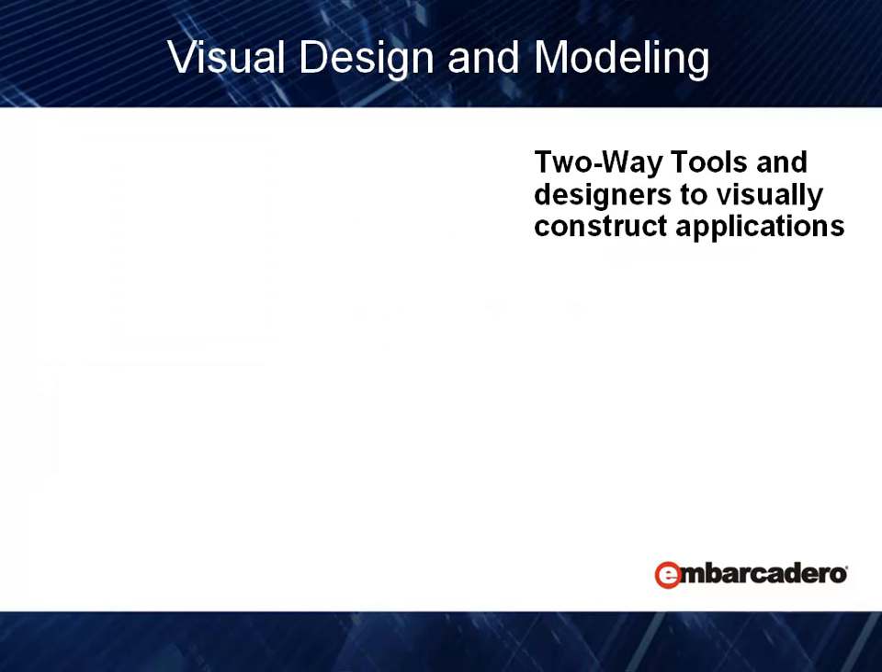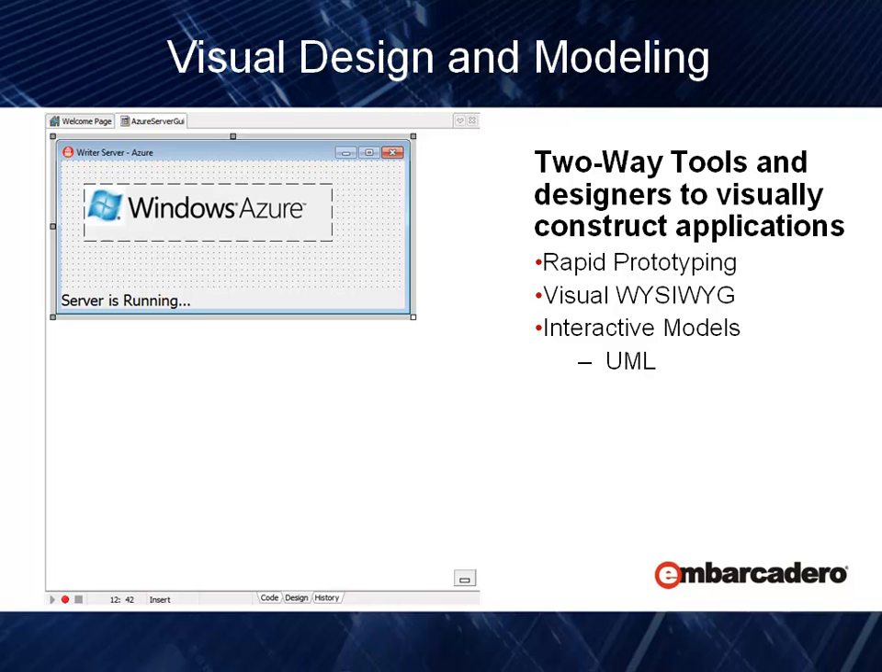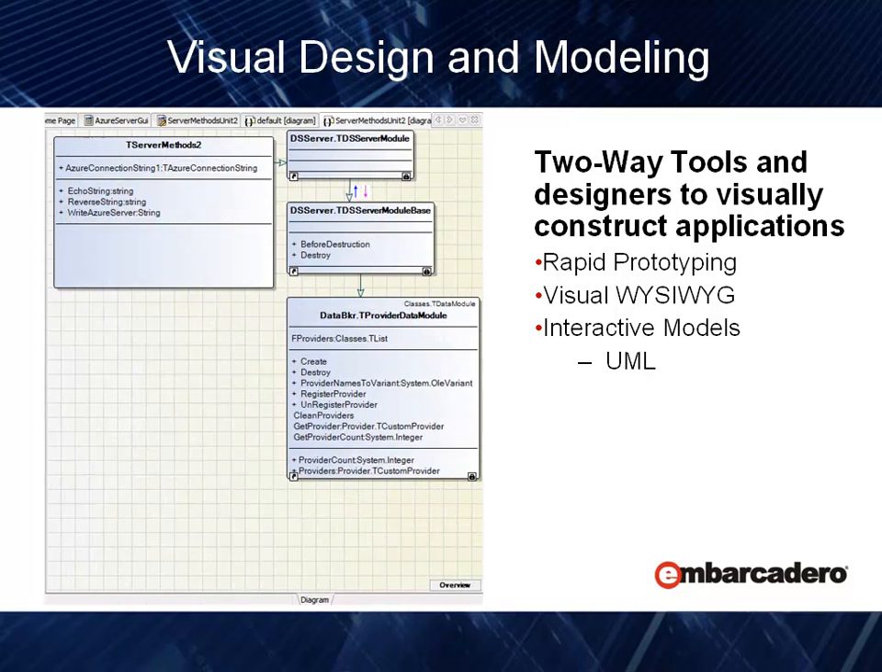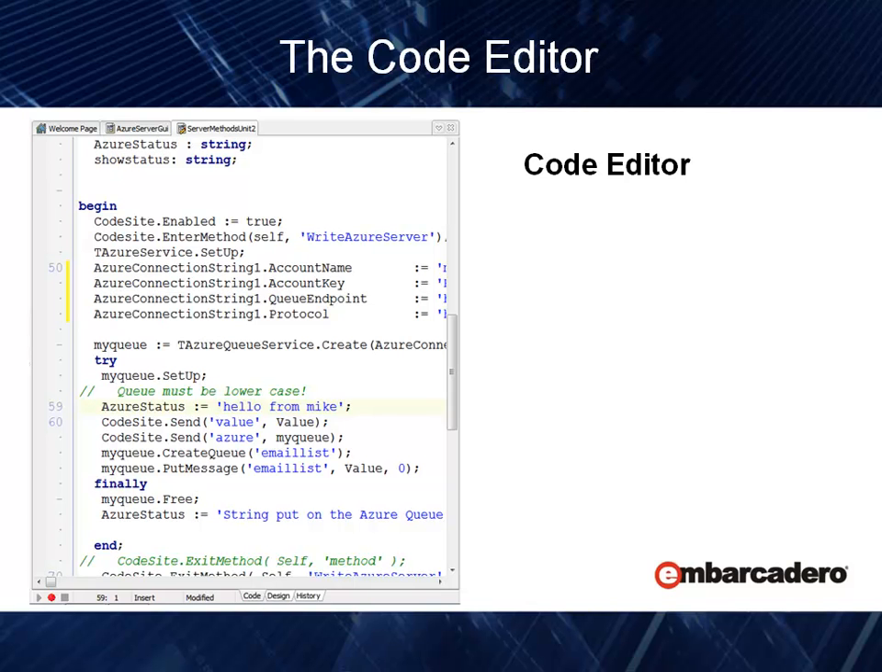Visual design and modeling: the two-way designer allows me to drag those components and build applications quickly and easily and assemble them in a very fast way. It allows for rapid prototyping, and of course everything you see is what you get when you run the application. We also support interactive models such as UML, and of course that allows us to have extreme visualization from non-visual servers to visual components.